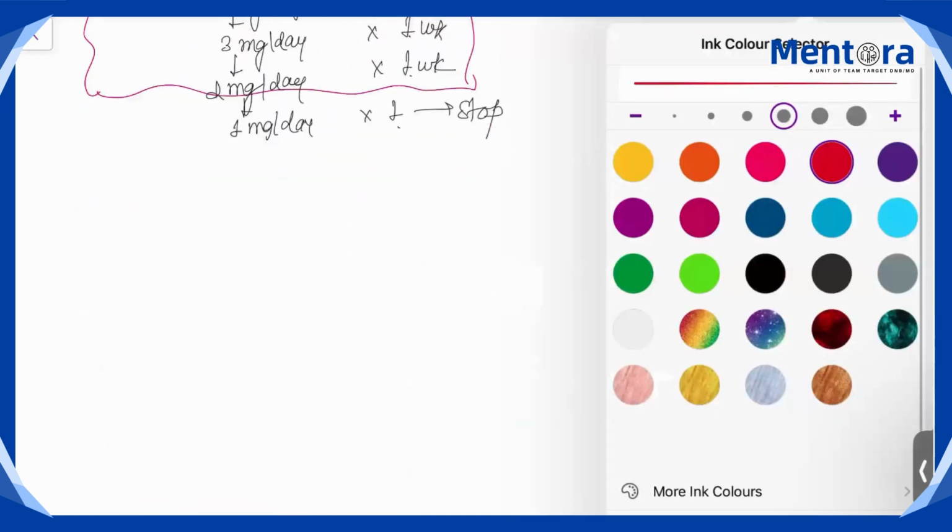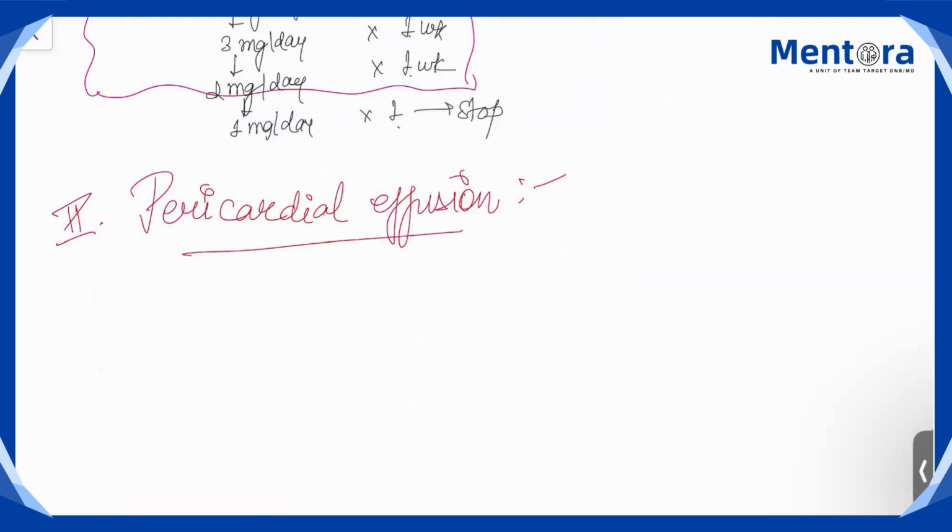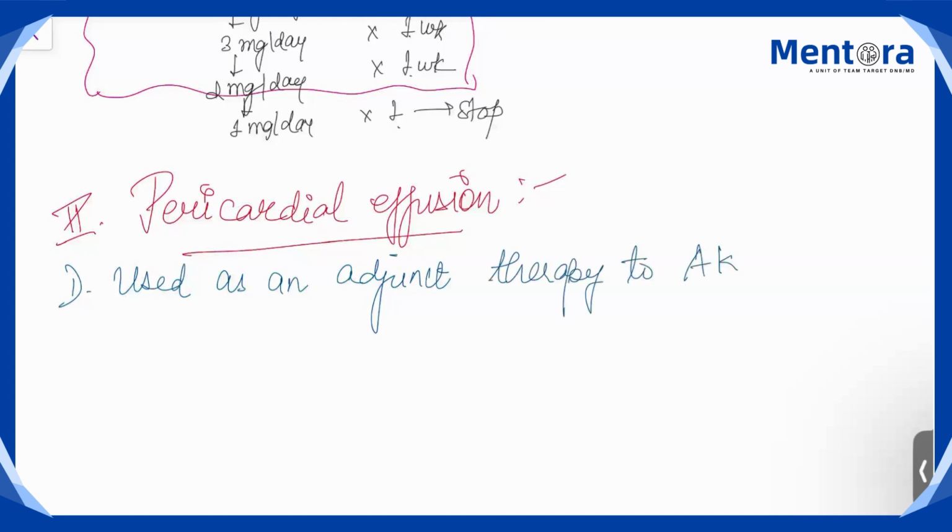So this was TB meningitis. Second important indication for steroids is pericardial effusion. Okay, so in pericardial effusion, you have to use steroids as an adjunct therapy. It is used as an adjunct therapy to AKT to prevent cardiac complications.